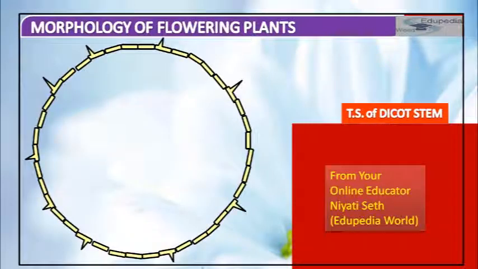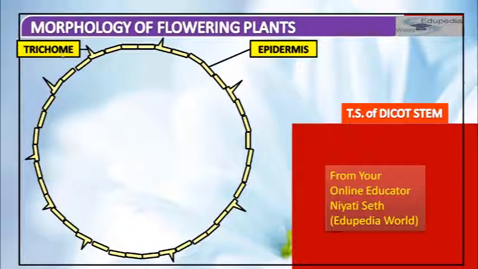Now this is the dicot stem transverse section. This is epidermis. These are trichomes. As I told you, epidermis is the outermost covering of the stem, students. It is represented by a single layer of compactly arranged barrel-shaped parenchymatous cells, and intercellular spaces are absent in it. The cells are slightly thick-walled. Epidermis shows numerous multicellular projections which we call trichomes, students.